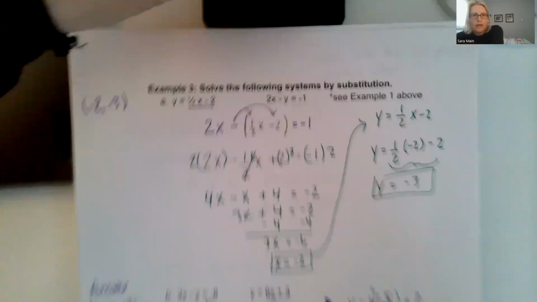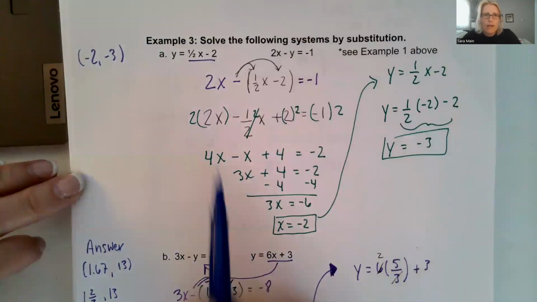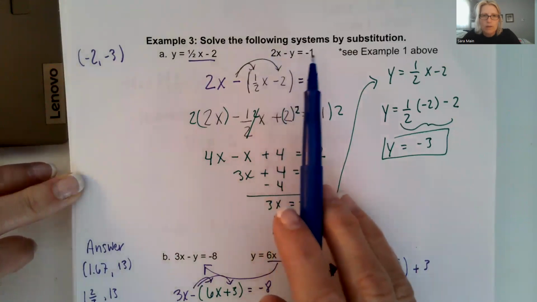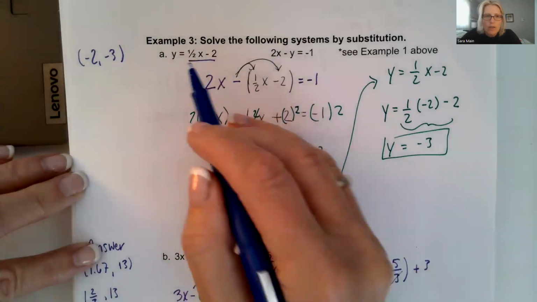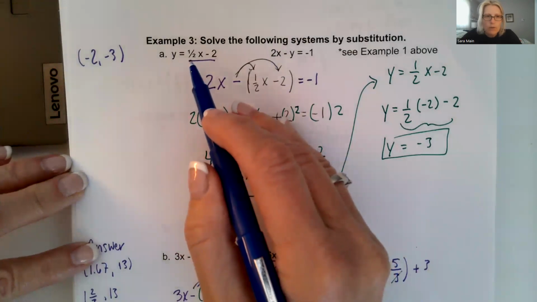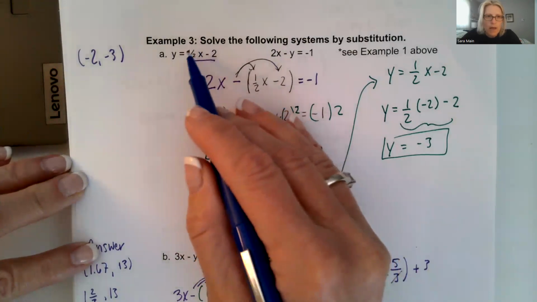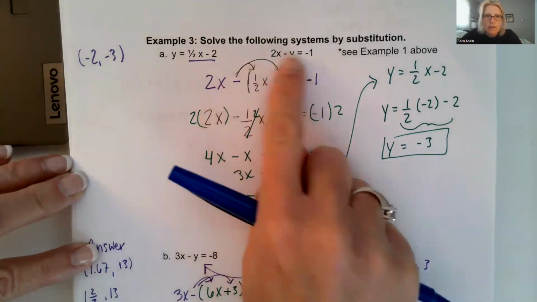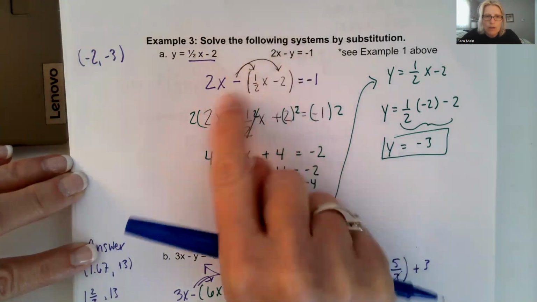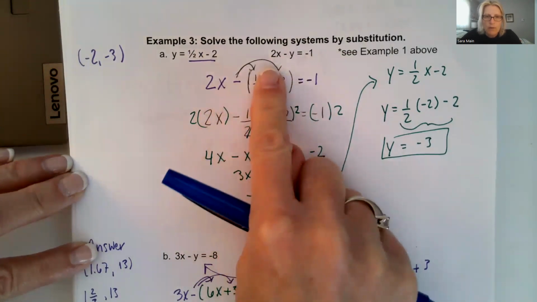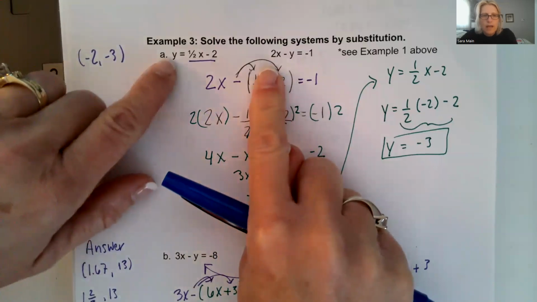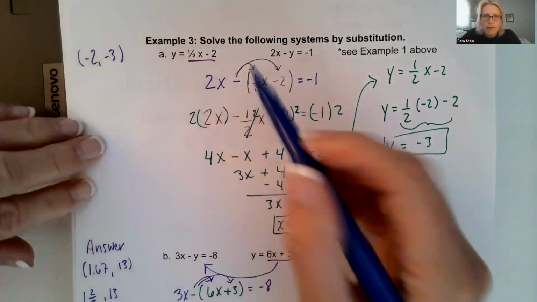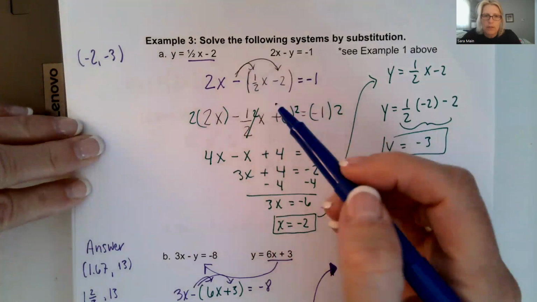So example A here, we were given y equals 1/2 x minus 2. And then the second equation is 2x minus y equals a negative 1. Since we already know how to make y by using 1/2 x minus 2, I can substitute that piece into my second equation. So it still looks like 2x minus y equals a negative 1. 2x minus, right here where my finger is, this y is now going to be 1/2 x minus 2. Notice I put it in parentheses because I have to make sure that I distribute this negative properly.